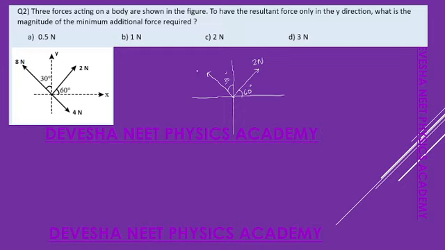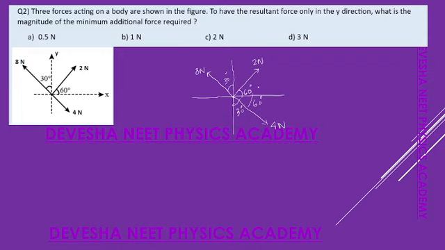And this is 8 newtons. And the other force given to us, in the same direction as this, is equal to 4 newtons. So this is the same thing, right? If this is 30 degrees, then this will also be 30 degrees, and this will be 60 degrees, right?